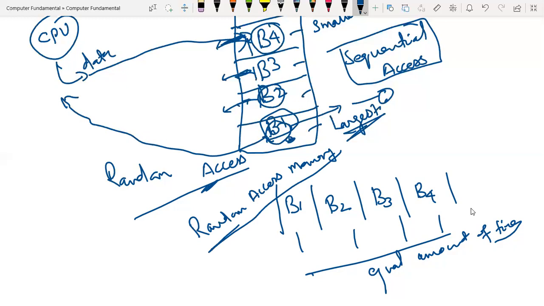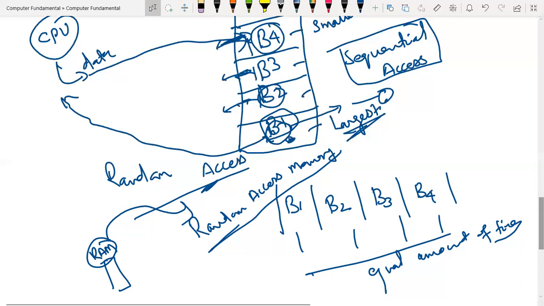In your computer, there is a memory that is known as RAM. This RAM is a type of random access memory. It supports random access. Good. Now I move to the slides again.